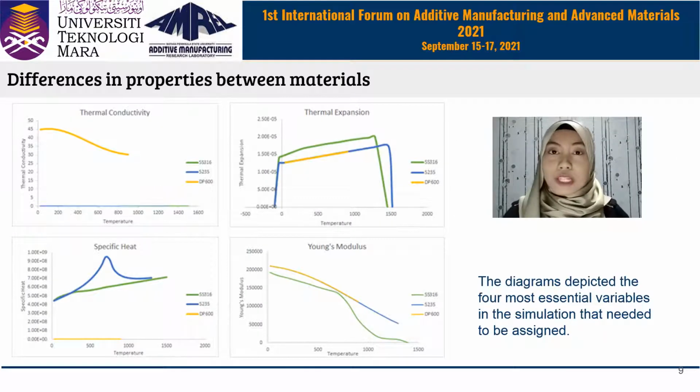When creating the simulation, there are a number of properties that must be assigned. Because the MSC Marc software lacked a database of material properties, everything had to be manually assigned. These 4 properties are among the ones that have been assigned. The graph depicts various colors of lines which indicate various types of materials. As can be seen, different materials have varying values of characteristics. These qualities are critical because if they are not determined correctly, they will have an impact on the final result.